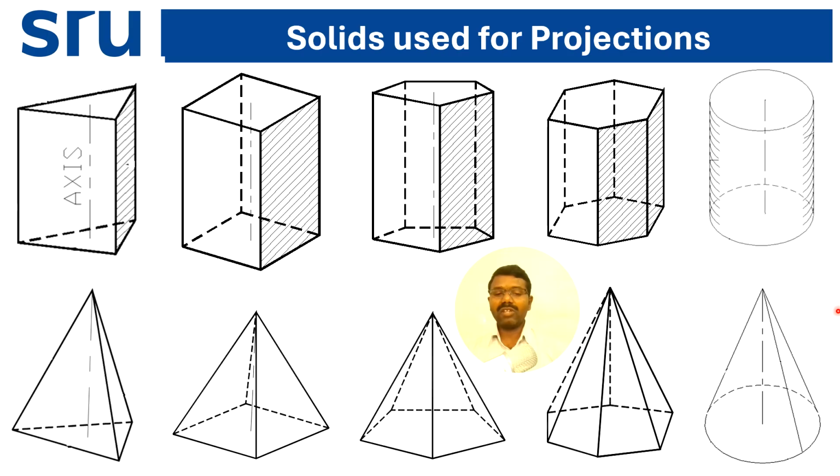So these 10 solids we need to remember. Whenever a question mentions the name of a solid, you need to recollect which solid it is, how many base edges there are, and how many vertical faces or slant faces. So all these things should be remembered. Then the projections of solids will be easy.